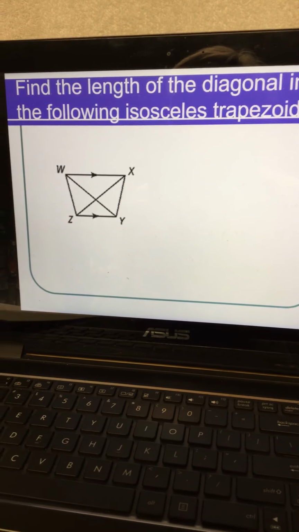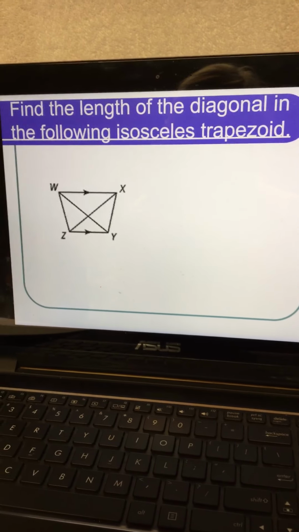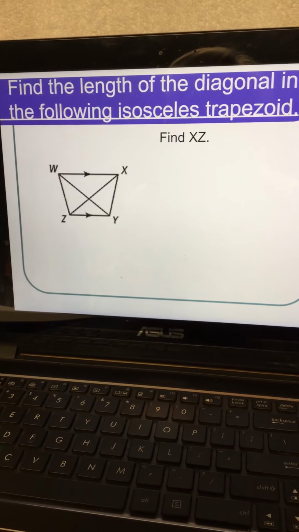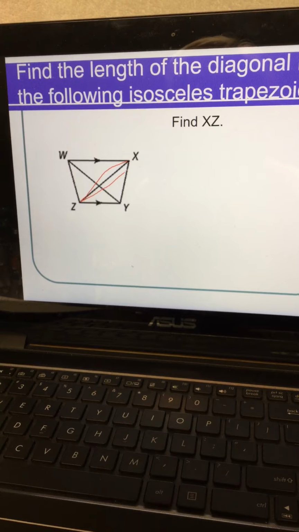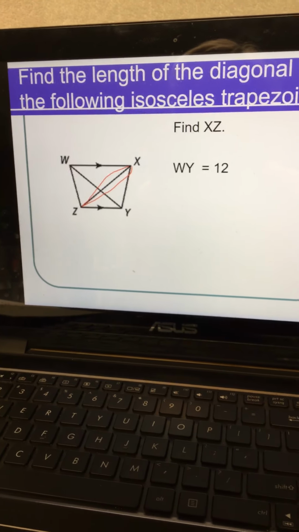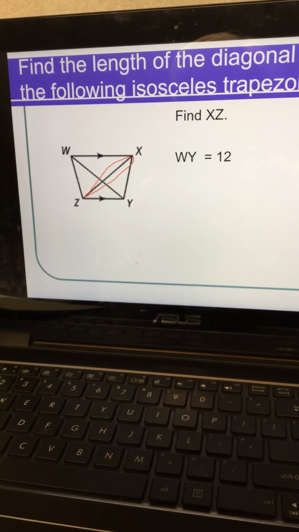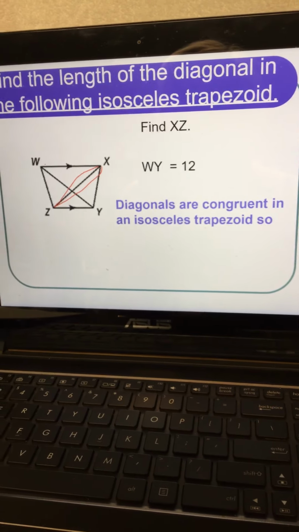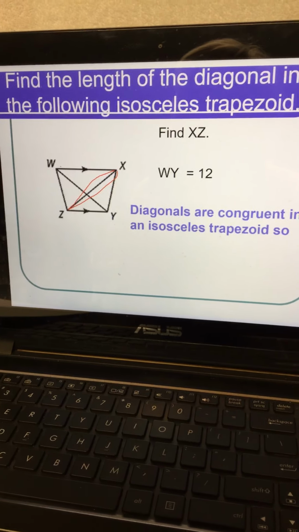So let's look at an example. Find the length of the diagonal in the following isosceles trapezoid. It says that we need to find X to Z. So we're trying to find the distance across here, X to Z. Okay. What else do we know? We know that W to Y is 12. W to Y is the other diagonal that goes across here. So that means diagonals are congruent in an isosceles trapezoid. And so this would be 12.